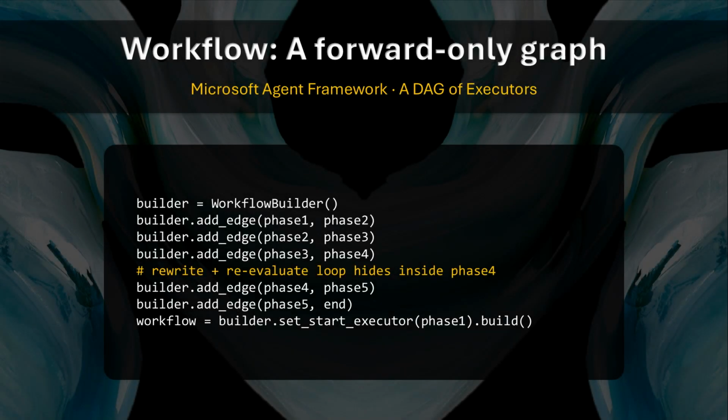Next, the workflow. Same phases, but now we build a graph. Add an edge from phase 1 to phase 2, 2 to 3, and so on, all the way to the end. There's a catch. A workflow is a DAG, the forward-only graph we just met. It can't naturally point an edge backward. So the rewrite loop has to hide inside phase 4. Inside that one phase it still does the full job, rewrite, then reevaluate, then check the score, and repeat. The loop still happens. You just can't see it in the wiring.